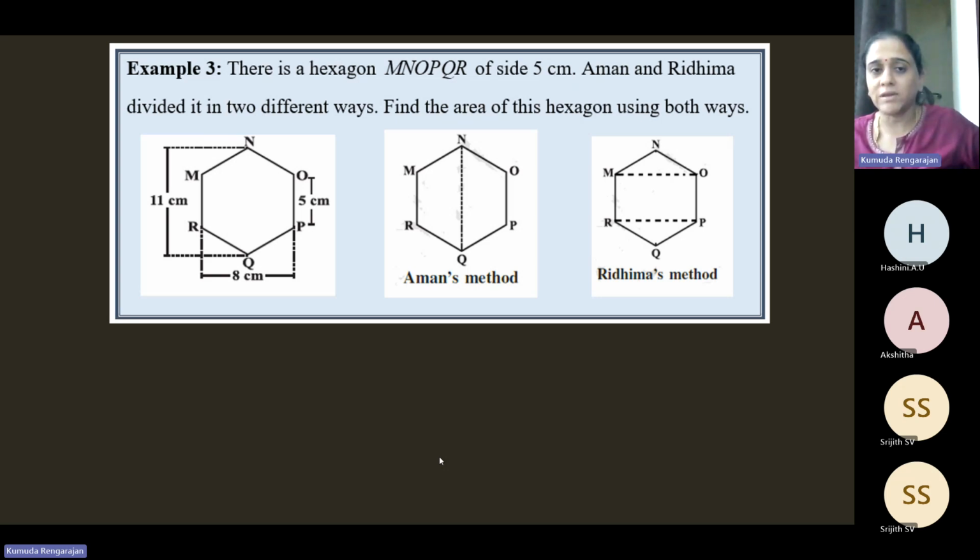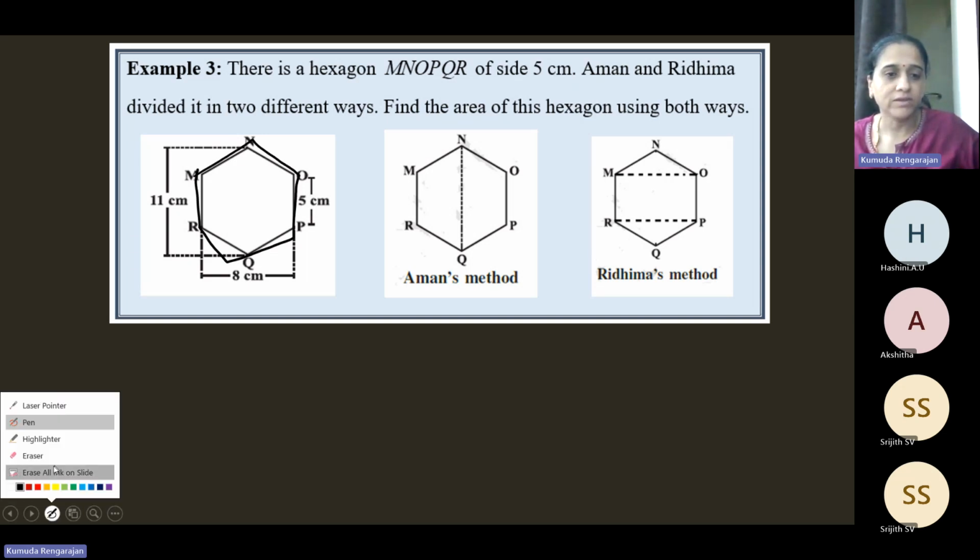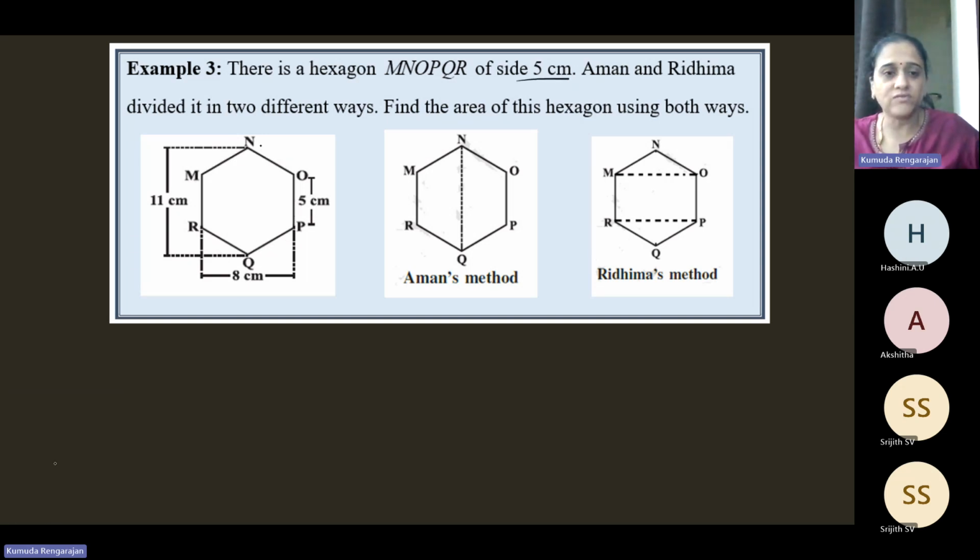There's a hexagon MNOPQR, a six-sided polygon, of side 5 centimeters. See here, MNOPQR, this is the hexagon. Of side 5 centimeters means each side is 5. If it's given like this, each side is 5, 5, 5, 5, 5. All over it's 5. Yeah, it's a regular hexagon.